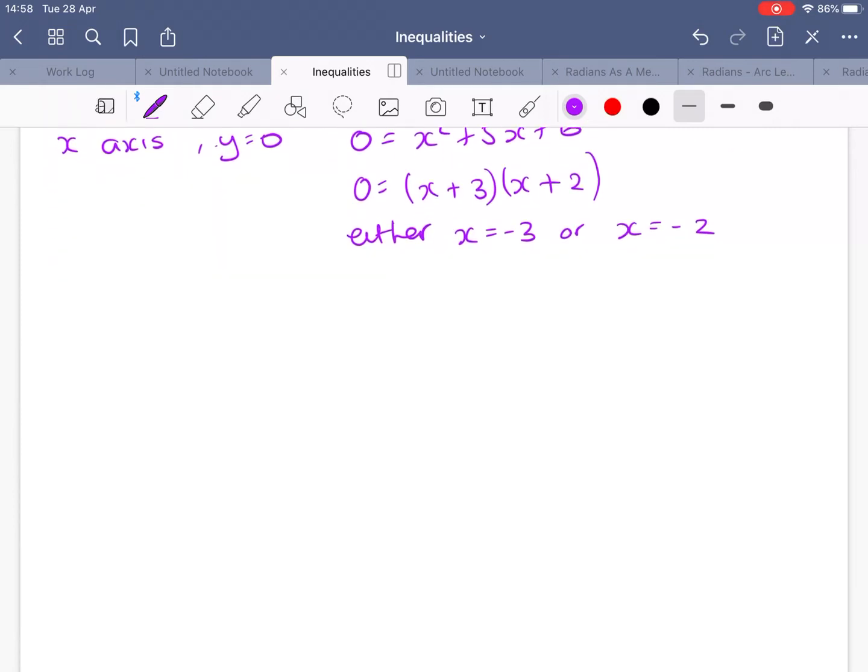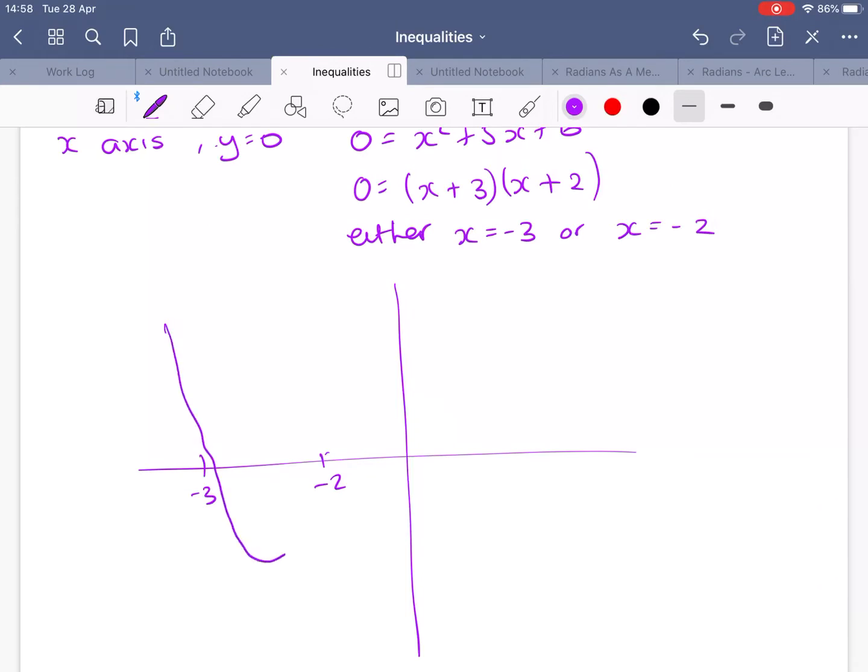So if I were to draw that, I've got my -3, my -2, and not very good, but you get the idea of what my quadratic looks like, and it looks like this. So this is the equation y equals x squared plus 5x plus 6. That's what the curve looks like.